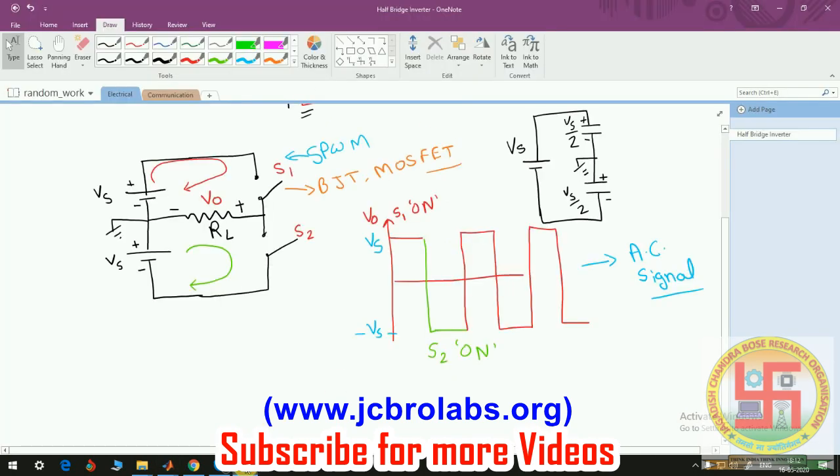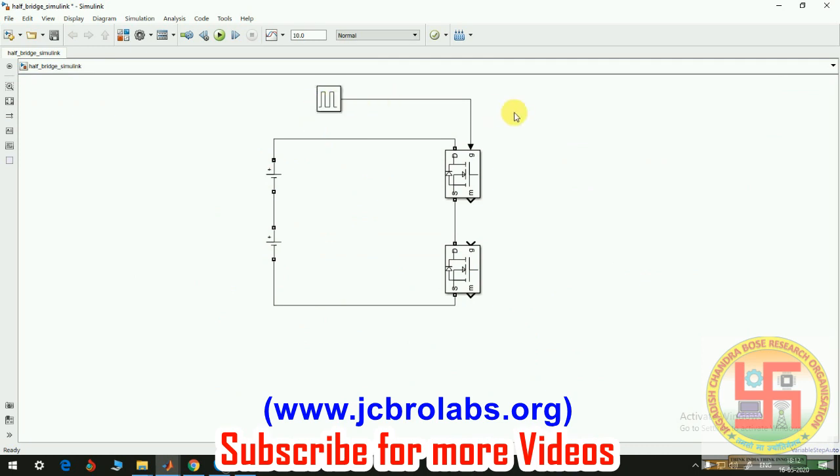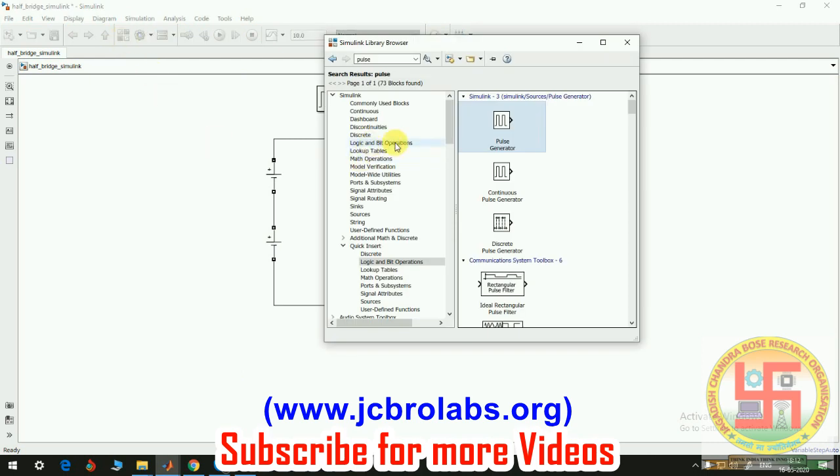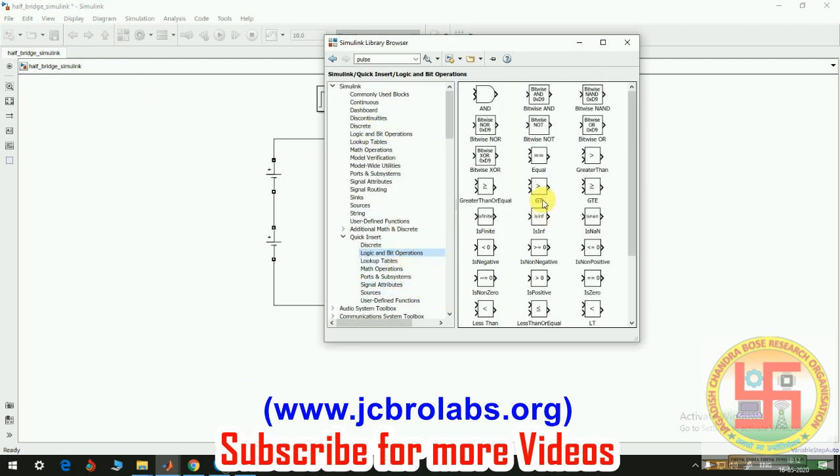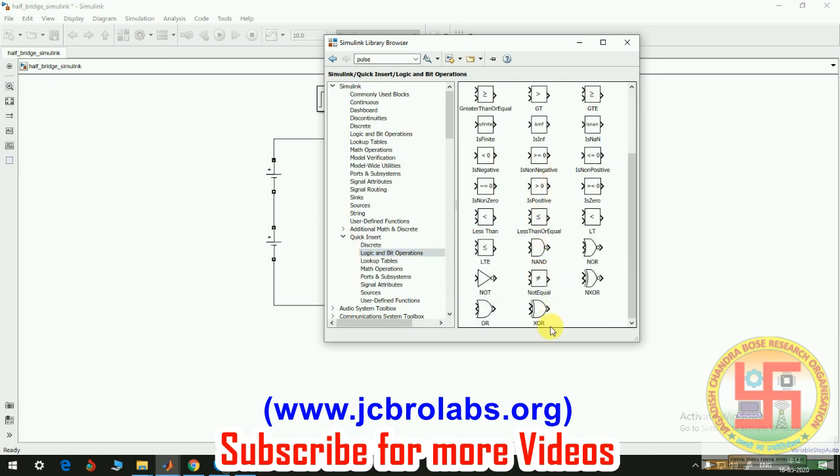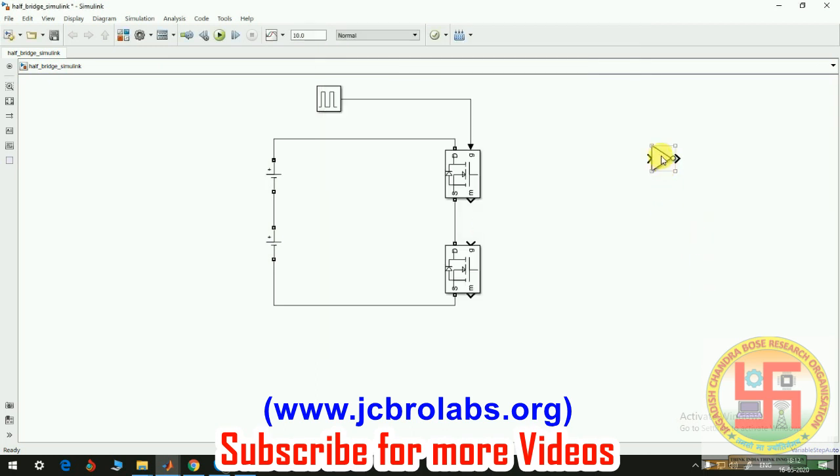And remember, as we said, when this switch is on, this switch is off, and when S2 is on, S1 is off. So we could have 2 pulse generators which are 180 degrees apart, or we can apply a NOT signal in between these two. That is available here, and we can use this NOT symbol. Okay, here it is, right? Let's rotate it, and we will give the input here as well, and the output of this NOT will go to the other gate. So when this MOSFET is on, this will be off, and when this is off, this will be on.